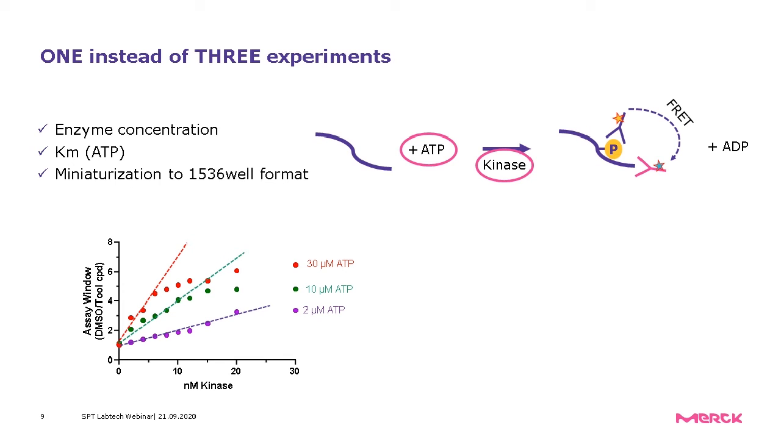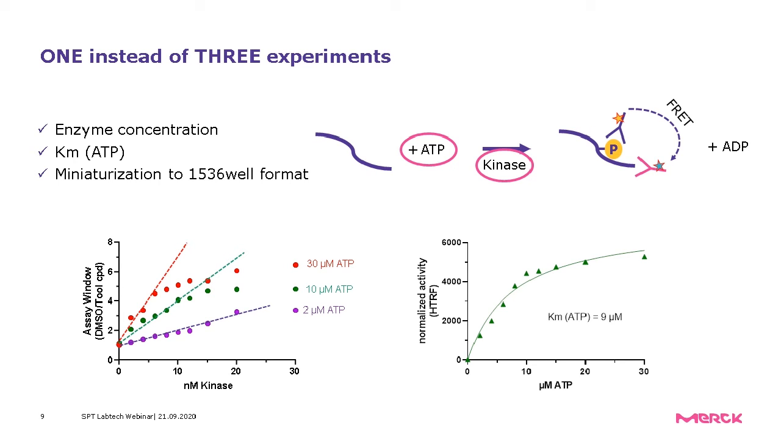So in red, with the 30 micromolar ATP, you have a bigger assay window than using, in violet purple, 2 micromolar ATP. When you look at the green graph, it's 10 micromolar ATP. You can see that actually up to 10 nanomolar, you are kind of in a linear range in your reaction. And at 10 nanomolar kinase, you are actually having a pretty good assay window of 4.